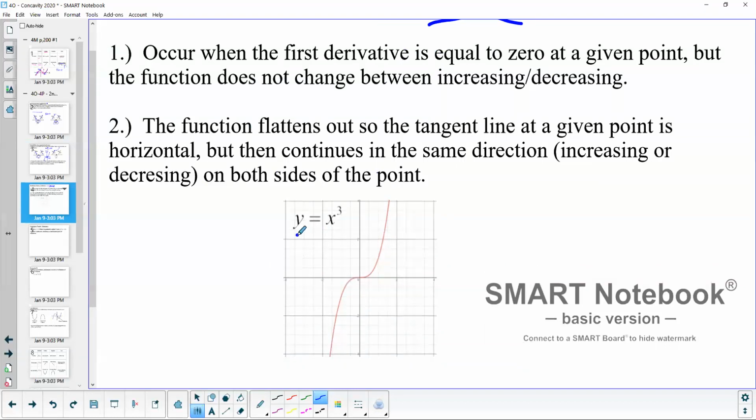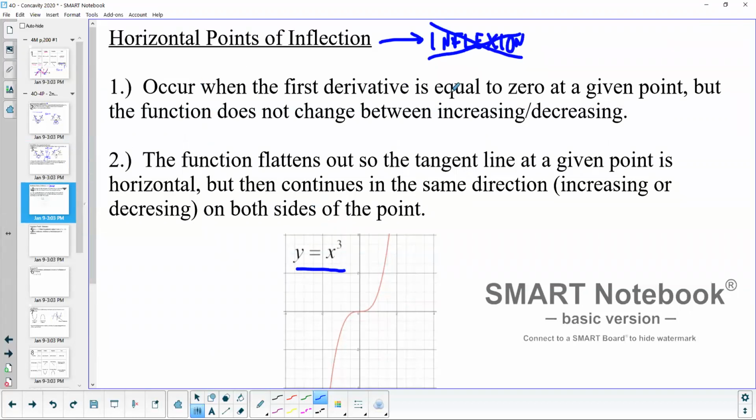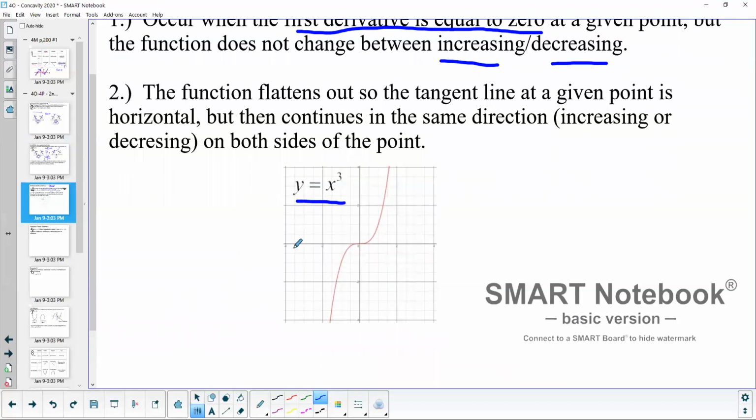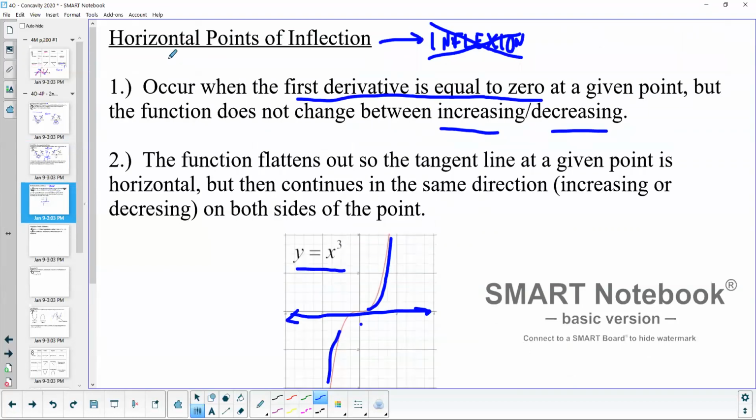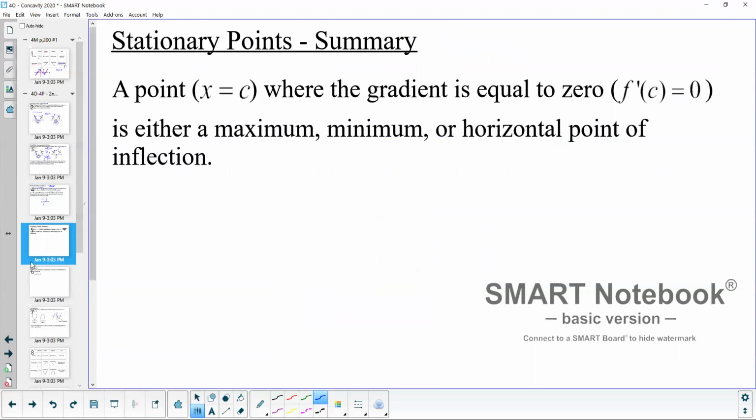Well, I'm using the function we discussed earlier, y equals x to the third, as an example. What happens is you find the first derivative and you set it equal to 0. And when you do your analysis, you create your number line, you test the values, it does not change from increasing to decreasing or decreasing to increasing. And so what happens is it flattens out, and we still do have a horizontal tangent at that point, but it continues doing whatever it was doing before. So if it was increasing and flattens out, it continues to increase. And so we call these horizontal points of inflection.